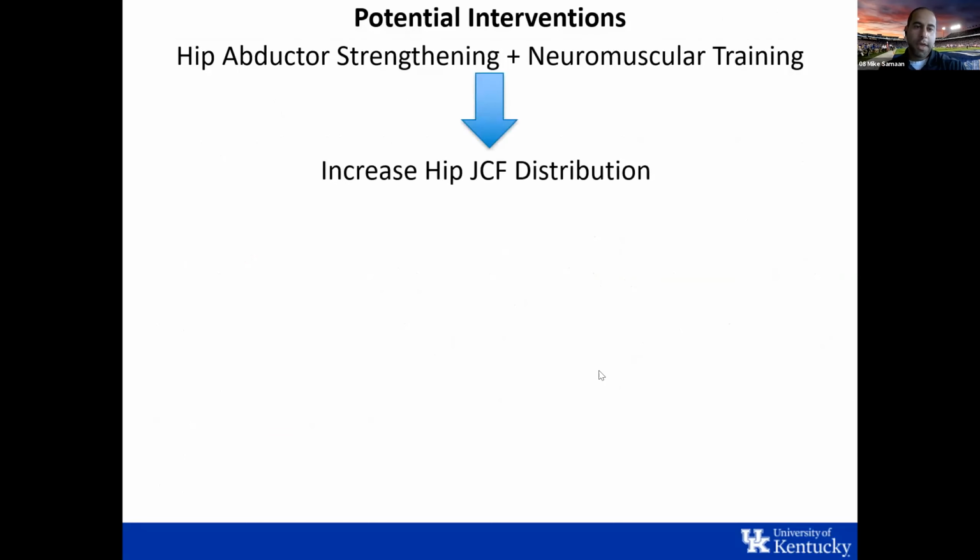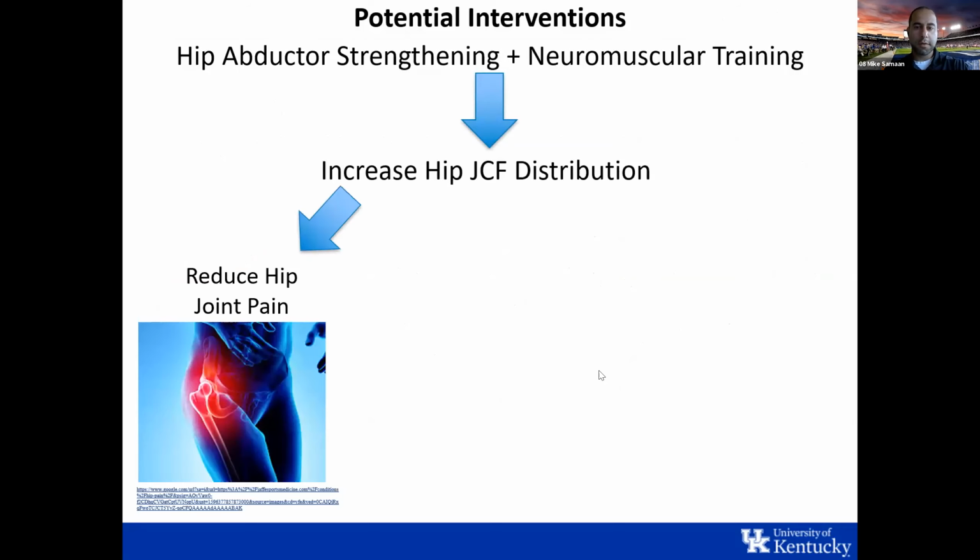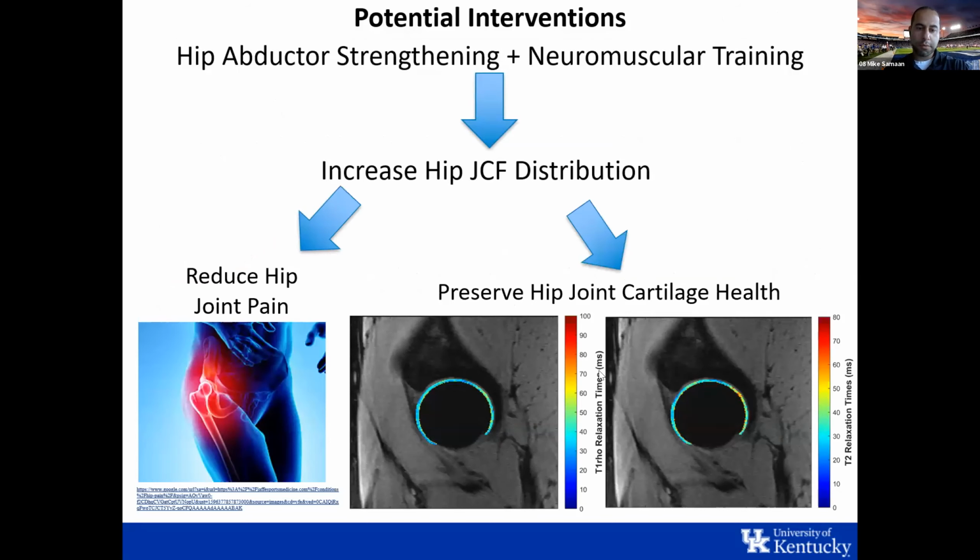So for future work, we could potentially look at some abductor strengthening protocols plus some neuromuscular training to increase the distribution of the hip joint contact force, which would hopefully reduce pain and preserve hip joint cartilage health.